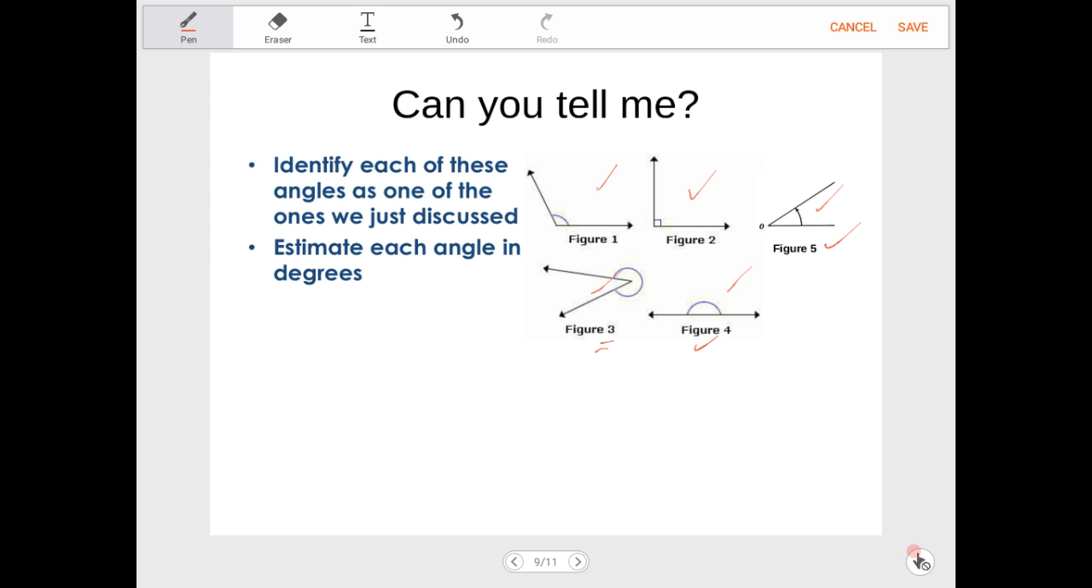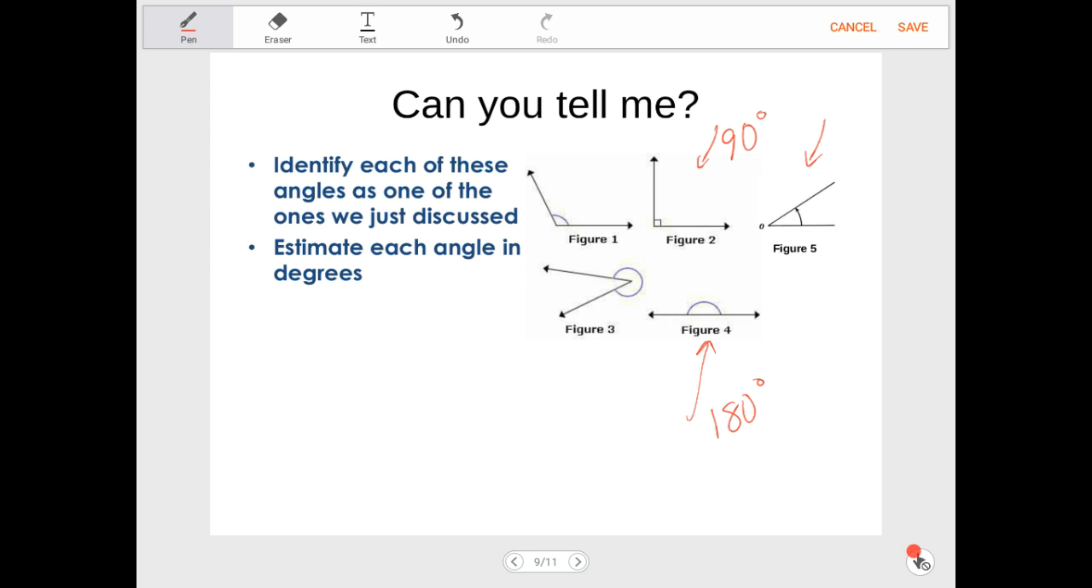I suppose it does say here to estimate each angle in degrees. Well, you certainly could do that because you know the classifications, you know where they have to be. For example, figure 2 is an easy one. A right angle has to be 90 degrees. A straight angle has to be 180 degrees.